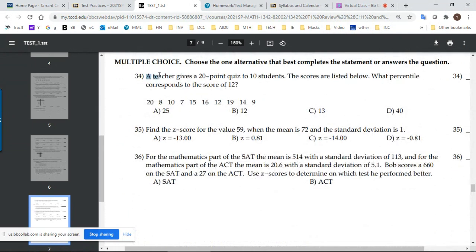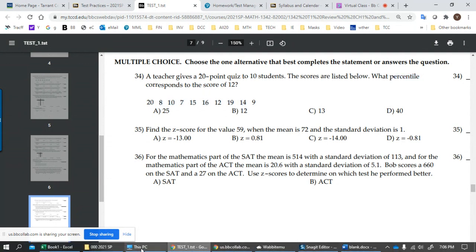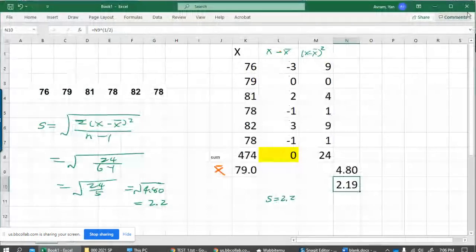Okay, there's another question here. A teacher gives a 20 points quiz to 10 students, the scores listed below. What is the percentile corresponding to the score of 12? So what is the percentile? Percentile means how many percent are below you. In order to do this one, you will need to put the data in ascending order first, okay?